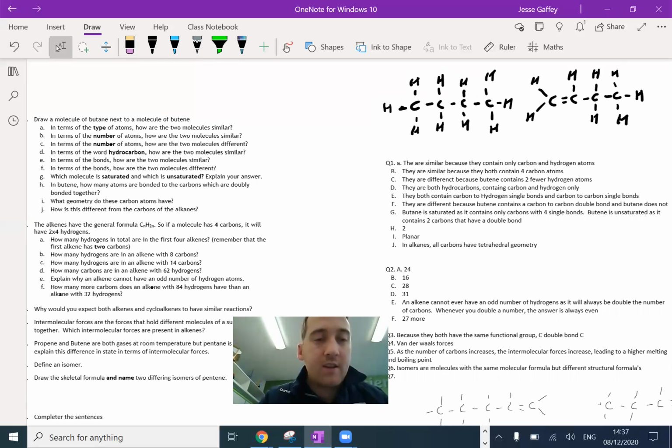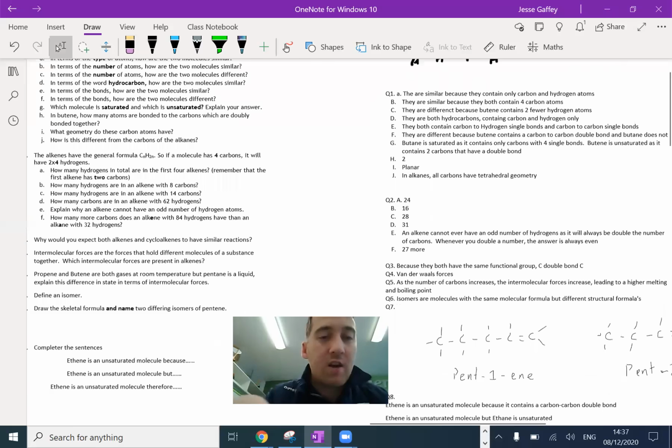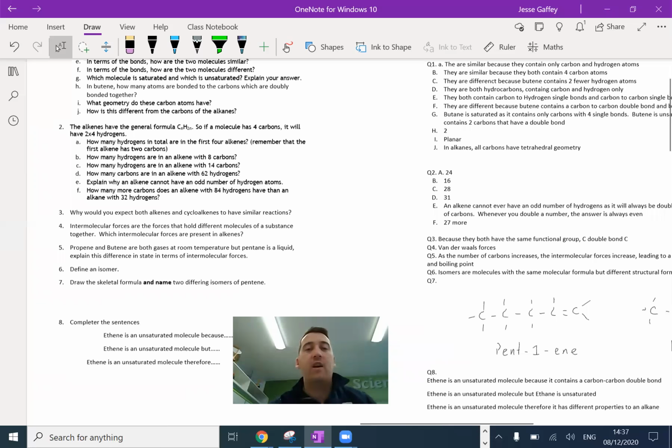You had the general formula. Alkenes have a general formula, CnH2n. So hopefully you recognize that that's different from the general formula for an alkane, which is CnH2n+2. So if a molecule has 4 carbons, it will have 2 times 4 hydrogens. How many hydrogens in total are in the first 4 alkenes? You have to add them all together, and you should get 28.